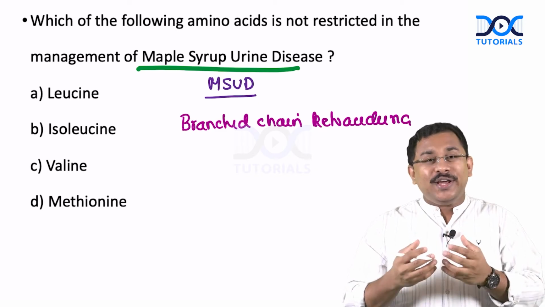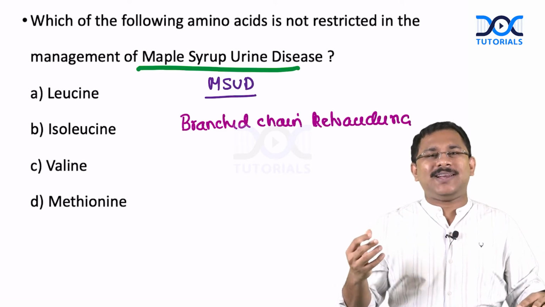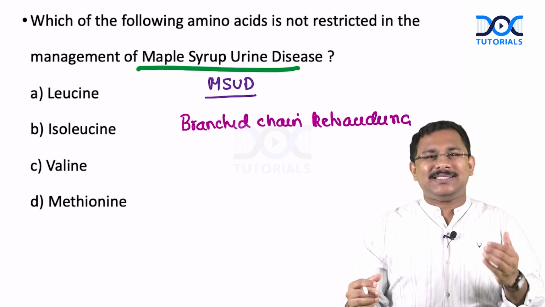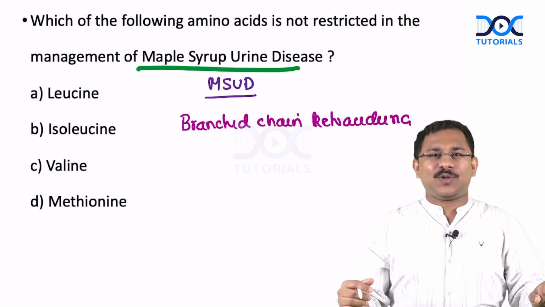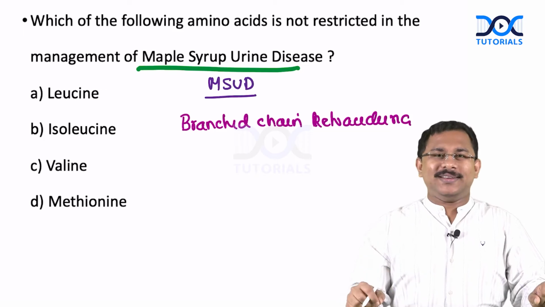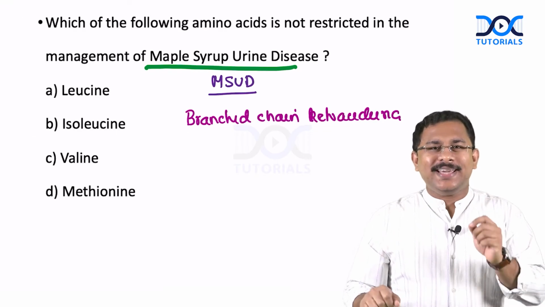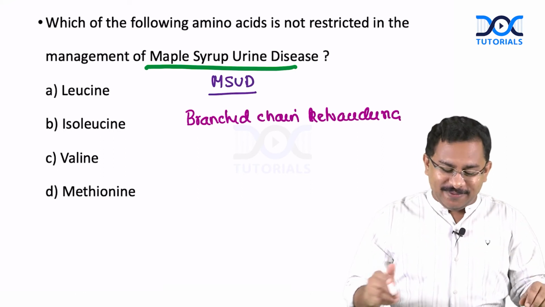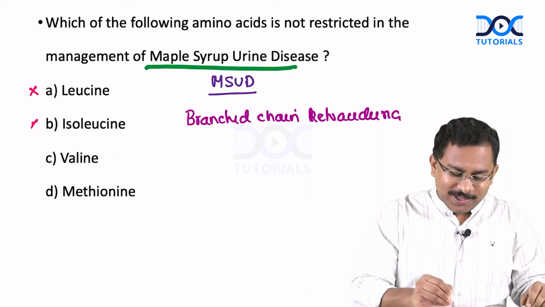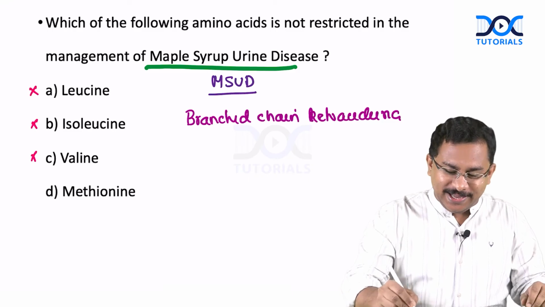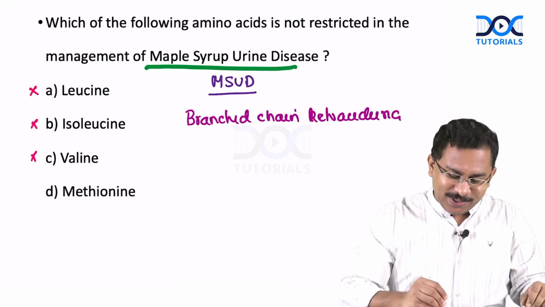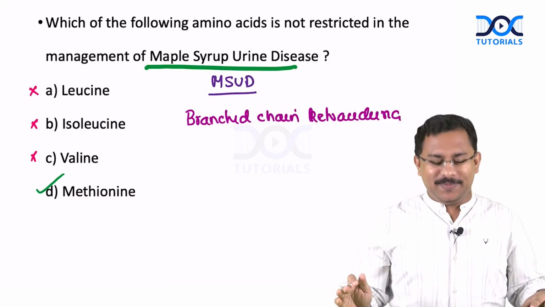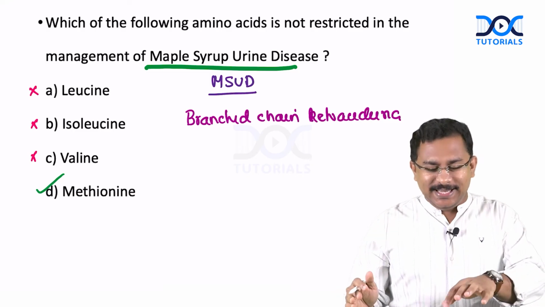And what you have got to do in case of maple syrup urine disease is restrict the branched chain amino acids in the diet, which is very, very important. So what are the branched chain amino acids? You have got leucine, isoleucine, and valine. So leucine, isoleucine, and valine have to be restricted, and the amino acid which need not be restricted is methionine. Okay, so option D is the answer.